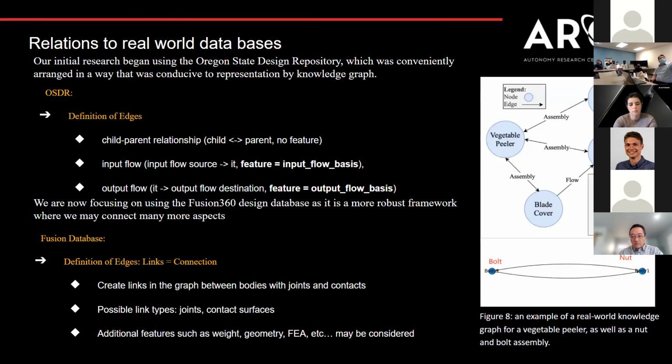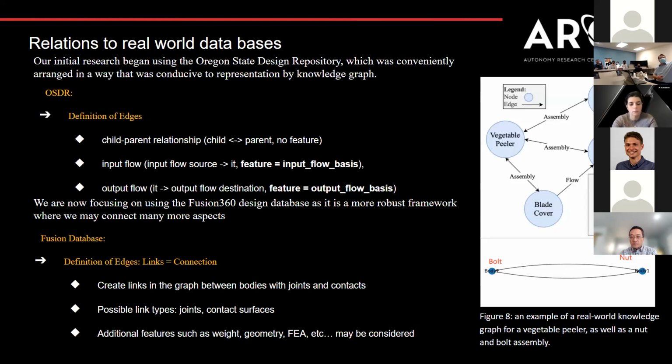So for our actual framework, our initial research began using the Oregon State Design Repository, which was conveniently arrayed in a way that's conducive to representation by knowledge graph. It's a loosely based system that has a whole bunch of different assemblies, but the assemblies are linked based on energy flows and other things that aren't necessarily design-wise. So while the initial framework was useful for us, the overall framework isn't useful for our application. But we use the same sort of idea.